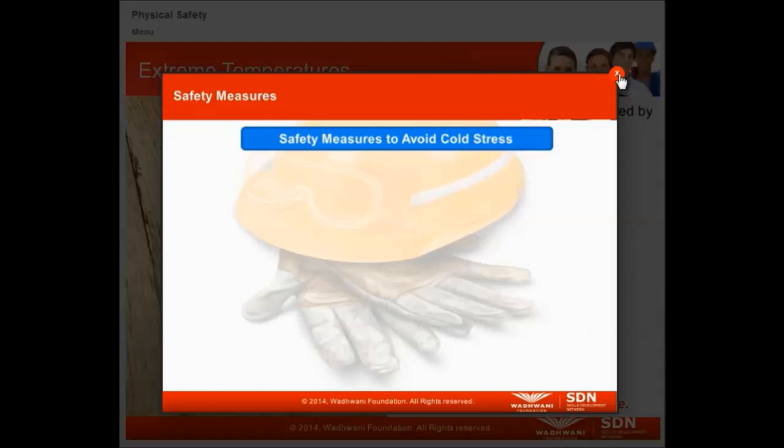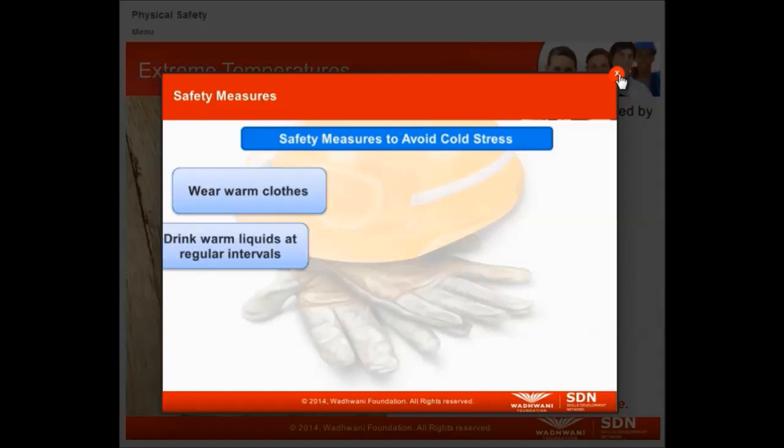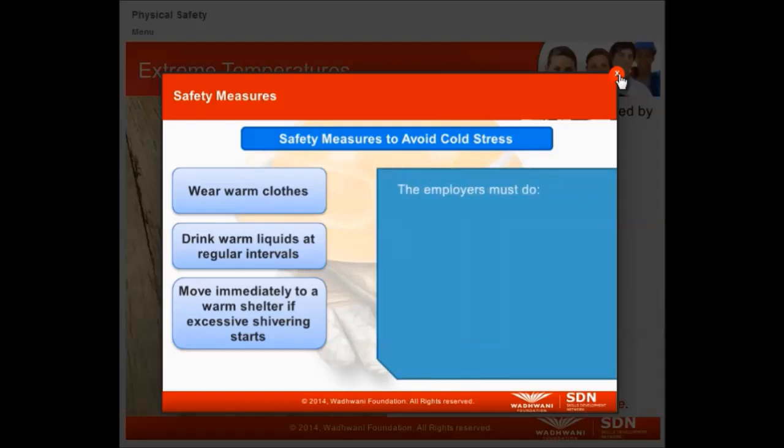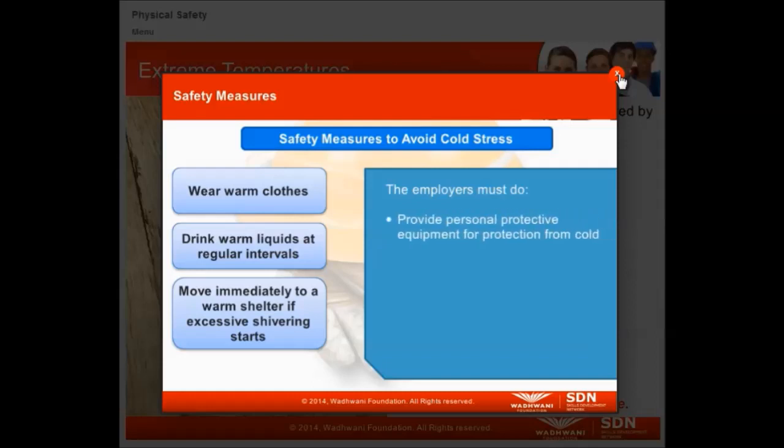Let's look at the measures to prevent cold stress. Wear warm clothes, drink warm liquids at regular intervals, move immediately to a warm shelter if excessive shivering starts. The employers must do the following to help their employees working in extreme cold conditions: provide personal protective equipment for protection from cold, provide a warm area where workers can take rest breaks and warm up.